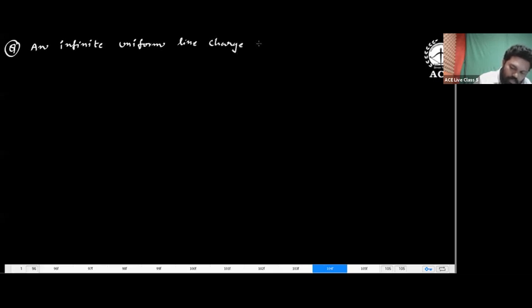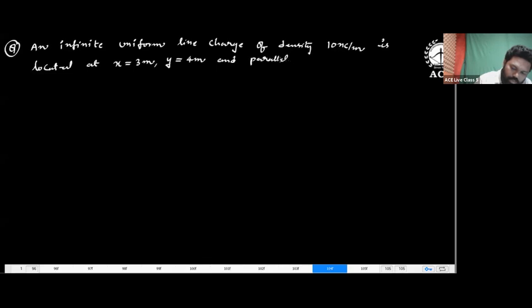Let us start with the question here. An infinite uniform line charge of density 10 nanocoulomb per meter is located at x is equal to 3 meters, y is equal to 4 meters, and parallel to z.